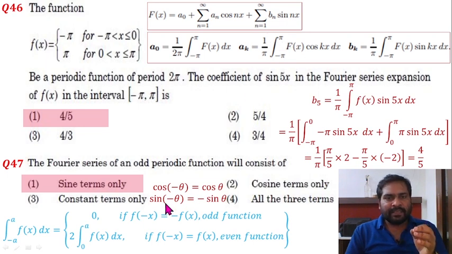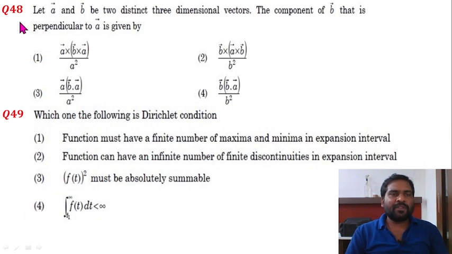And sin theta is an odd function, so odd function multiplied by odd function, odd into odd, is going to give an even function. So f(x) sin kx will be an even function and the integration will survive. Only the sin terms are going to survive. Option 1 is correct. Question 48.